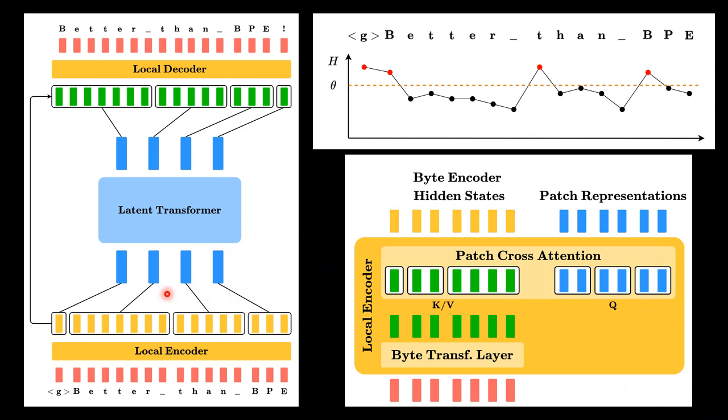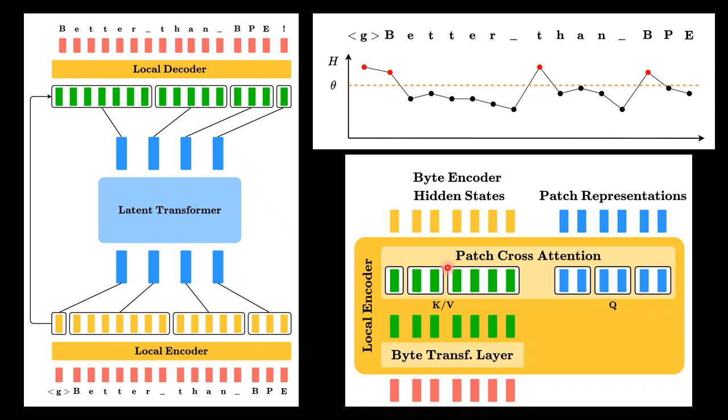Third, we have a local byte decoder. It takes the patch level predictions and reconstructs the next byte. Essentially, it is mirroring the encoder, but the difference is that now the patches have a lot of information contained in them, and that information must be distilled back into bytes. So information flows from bytes to patches and patches to bytes using cross attention. So reasoning happens in the patch space, exact generation happens in the byte space.